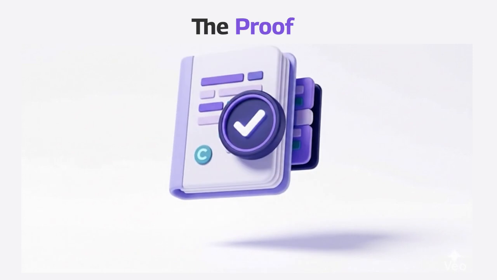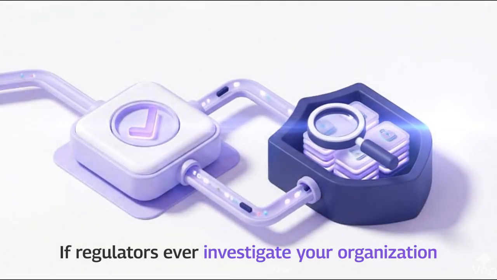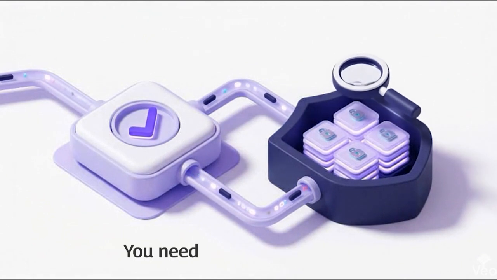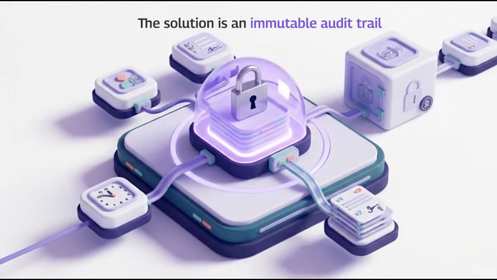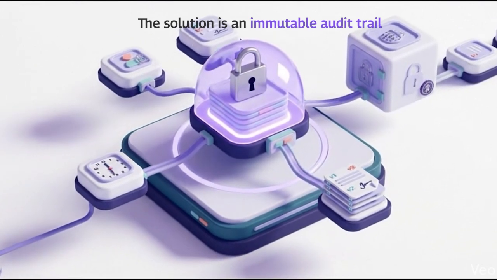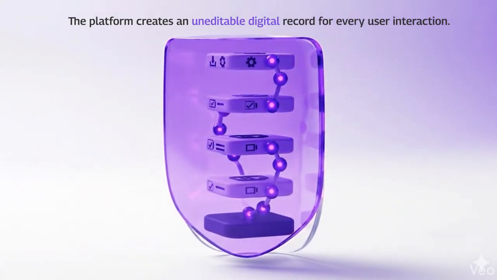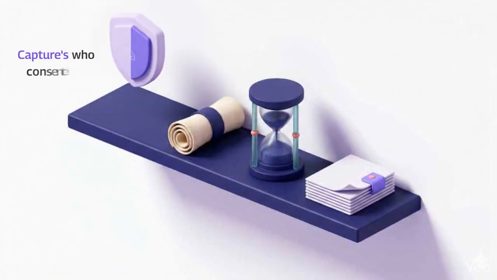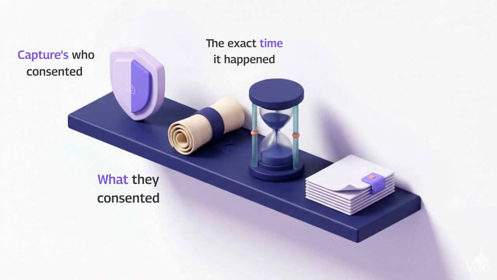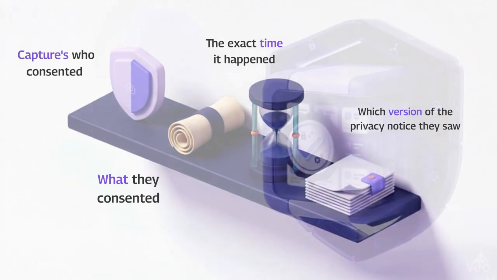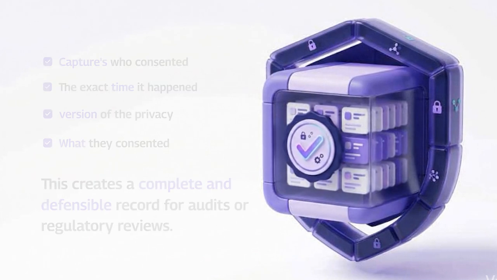First, let's talk about proof. If regulators ever investigate your organization, you can't simply say you believe the user clicked a checkbox. You need verifiable evidence. The solution is an immutable audit trail. Immutable simply means permanent and tamper-proof. The platform creates an uneditable digital record for every user interaction. It captures who consented, what they consented to, the exact time it happened, and even which version of the privacy notice they saw. This creates a complete and defensible record for audits or regulatory reviews.